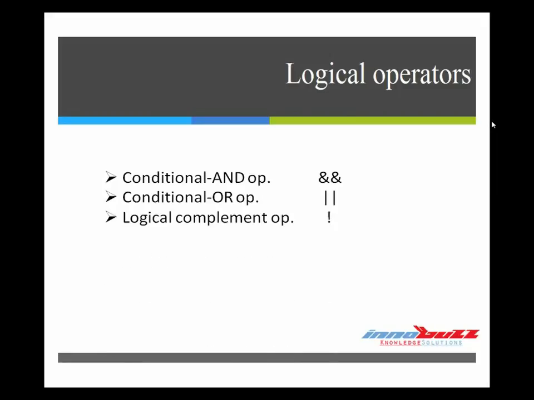The logical complement operator is a prefix operator, so the operand stands after it. This operator gives us the complement of the logical operand that is after it. So if the value of the operand was true, we get false. If it was false, we get true. The ternary operator is a three-operand operator, which we are going to talk about in the next chapter.